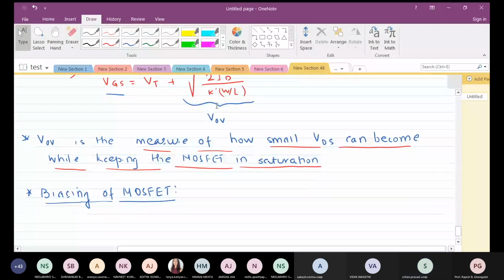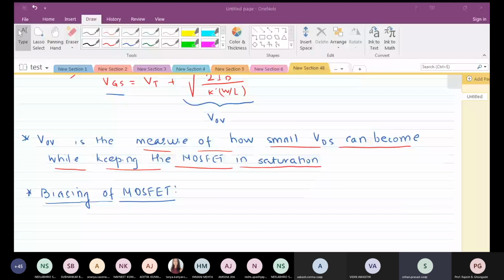Guys, am I audible? Now you are. All right. So is there any doubt, any question? Only one or two guys are active. Other students are really not active. They will really find it difficult. Let me tell you one thing. You have to be attentive for this particular topic.